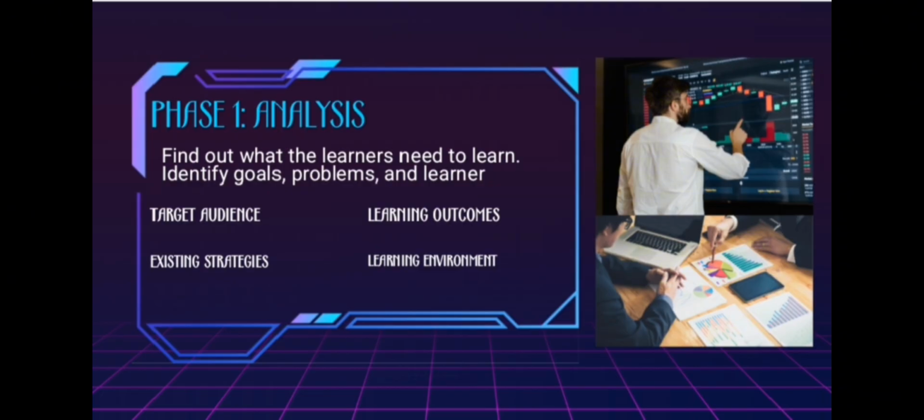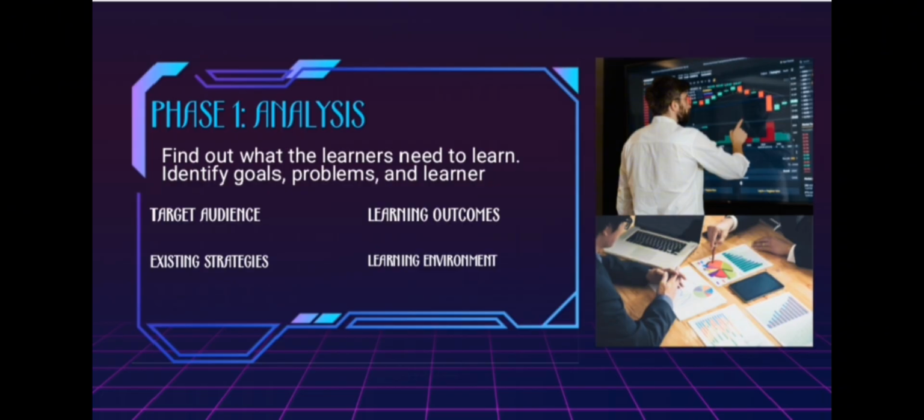Now we have the second, learning outcomes. In this component, it identifies what learners should be able to do after the instruction. These are the measurable goals of the learning program. This is equivalent to the learning objectives.